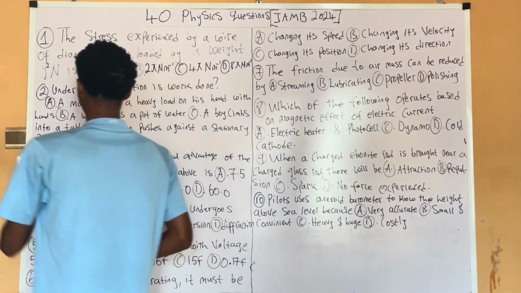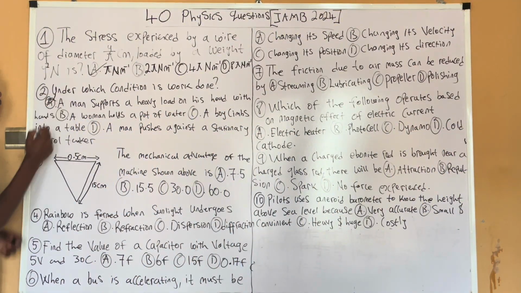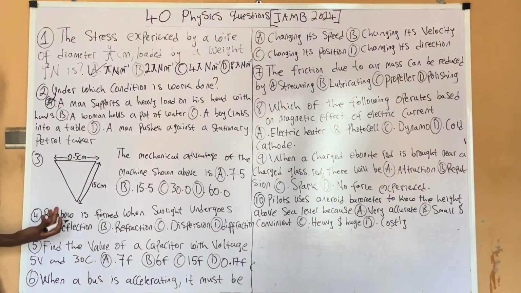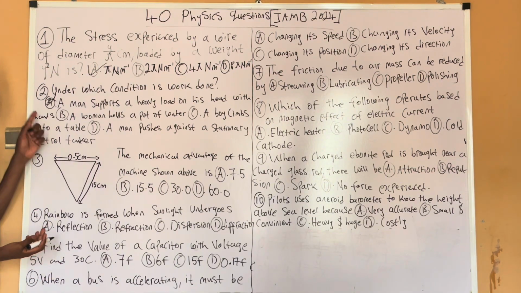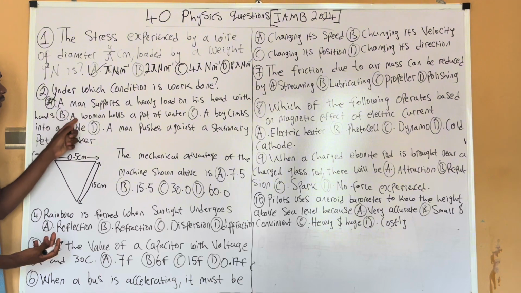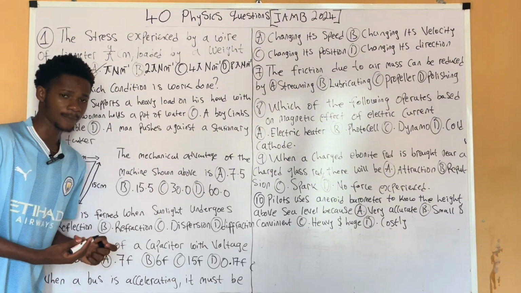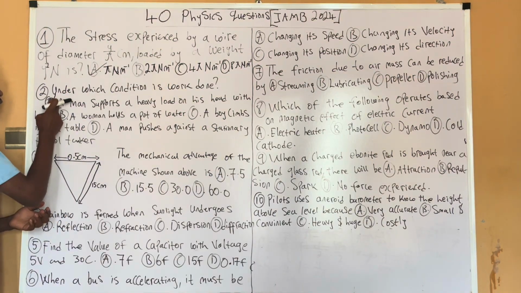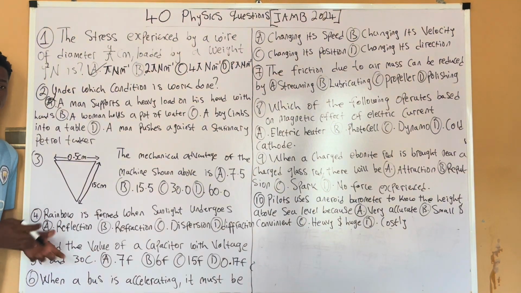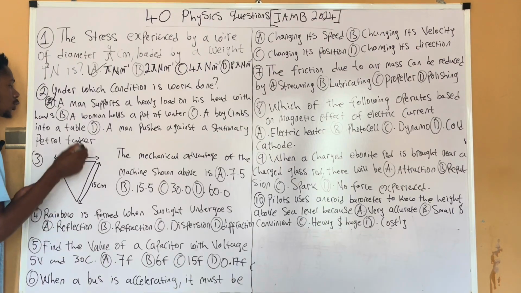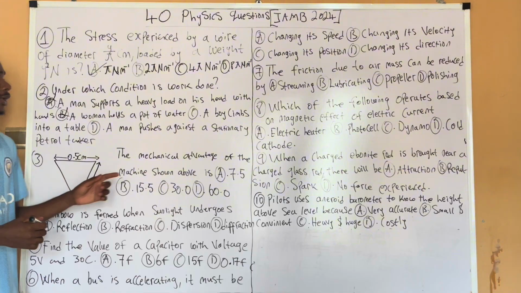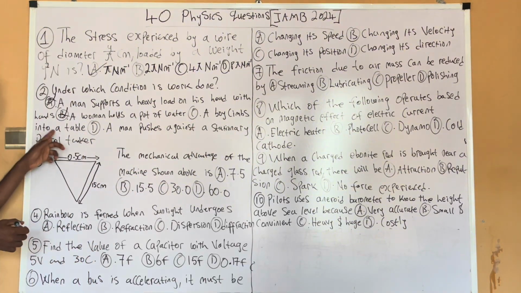This simply means that option A is definitely wrong, because they said a man supports a heavy load on his head with his hands. There is a force being applied there, but no distance traveled, hence no work is done. Now, option B, a woman holds a pot of water. There is no difference between option A and option B, because the woman is not traveling through any distance. Hence, she is not doing any work. Option B is wrong.